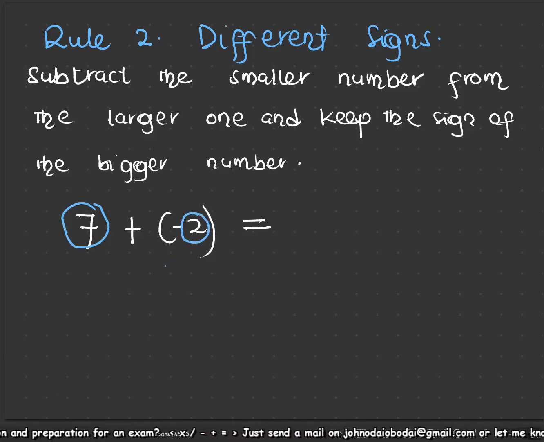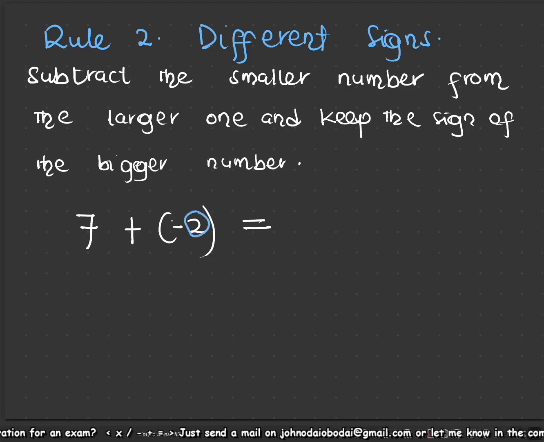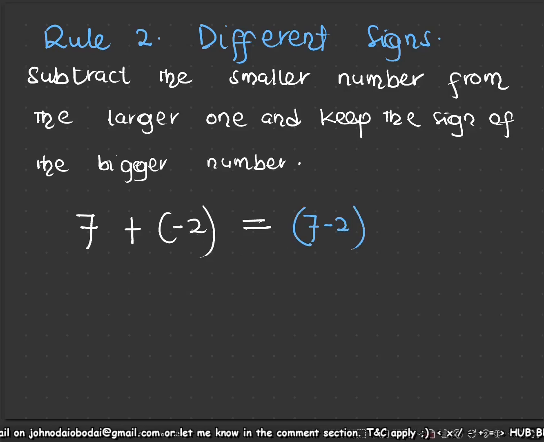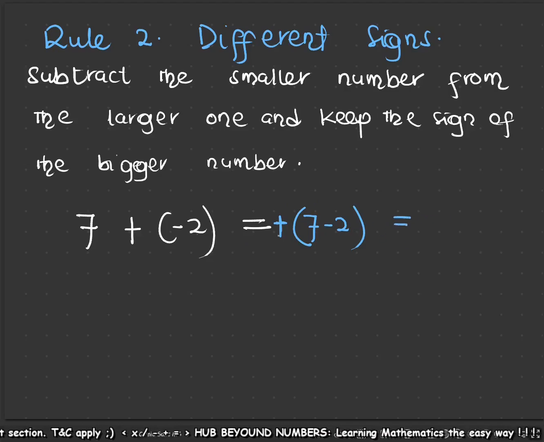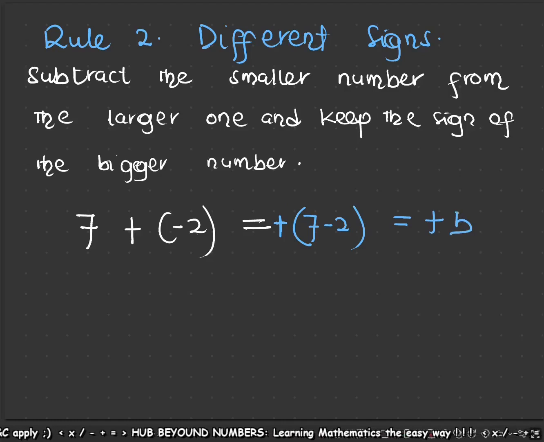So let's take out the 2 from the 7, so that it becomes 7 minus 2. And if you look at these two, which one is bigger? The 7 is bigger, so our final answer is going to be positive. That 7 minus 2 we know gives us 5. So we have positive 5, which is still 5. You get it? Let's take another example so you test your understanding.